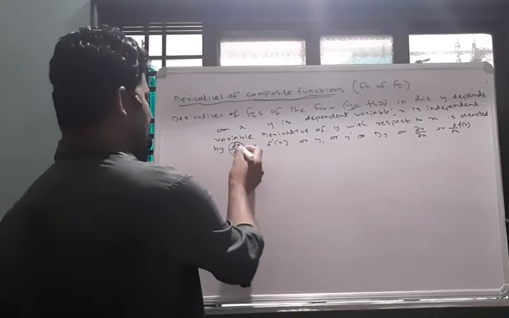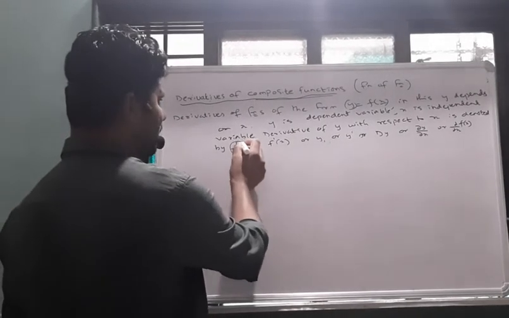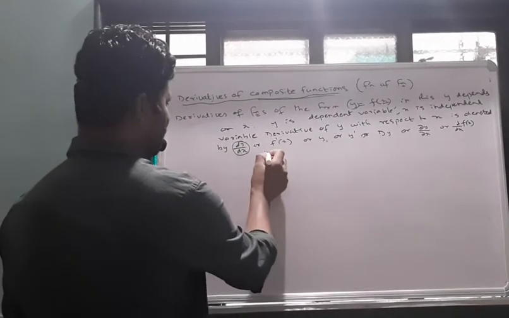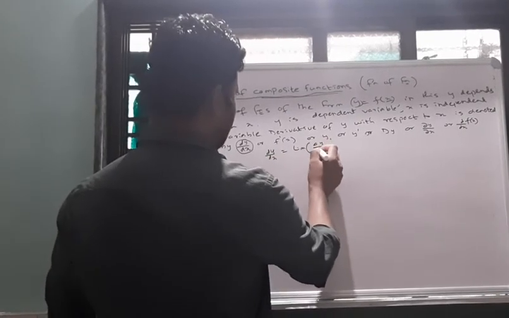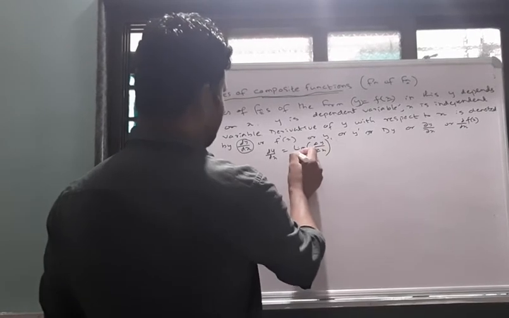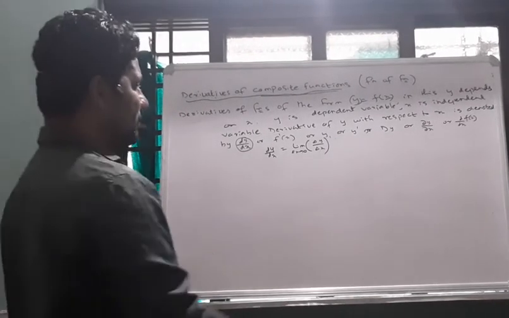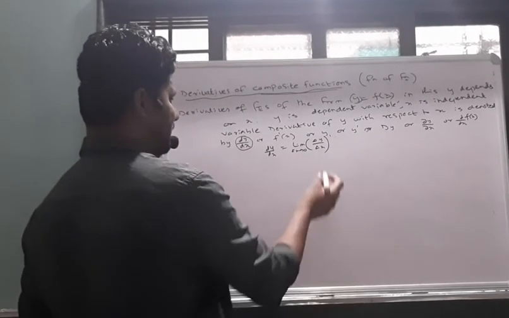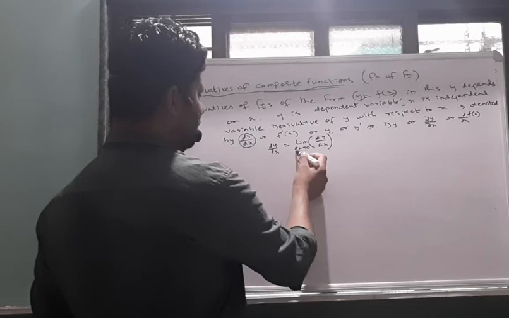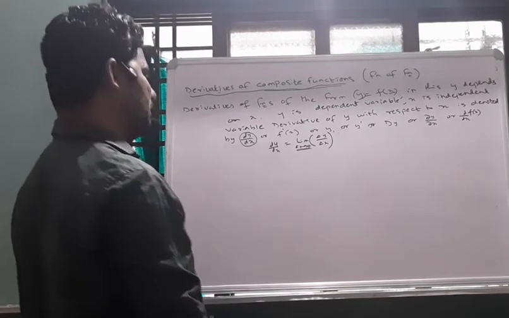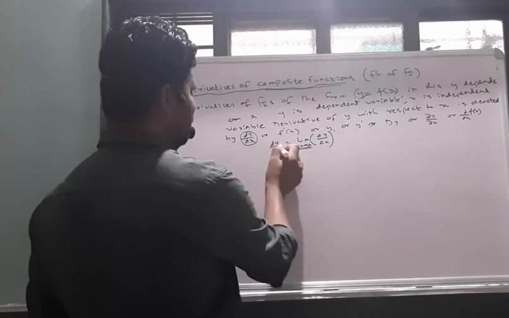So derivative of y with respect to x is nothing but the change in y with respect to x when the change is very small. We can also write it like this: dy by dx is equal to the limit of delta y by delta x as delta x approaches 0. That is, the change in y with respect to the change in x when the change in x is very small, tends to 0, meaning very close to 0. So this limit is called the derivative of y with respect to x.